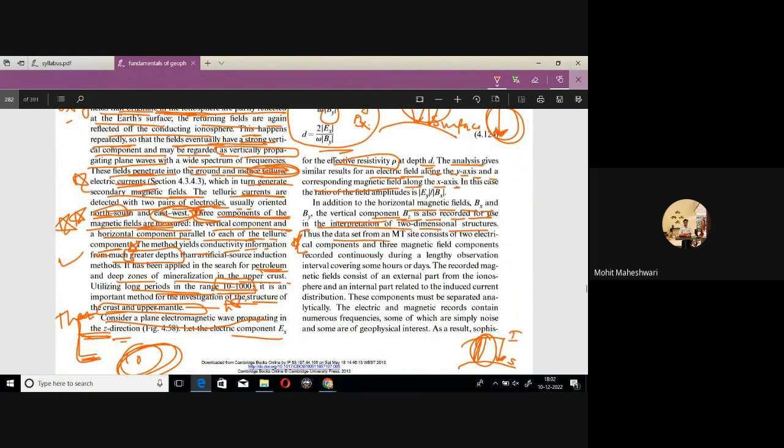The data set from the magnetotelluric site will consist of 5 terms. Which 5 terms are these?